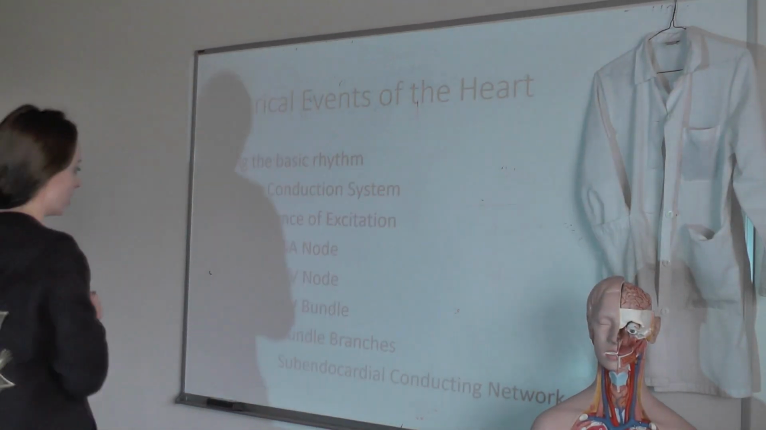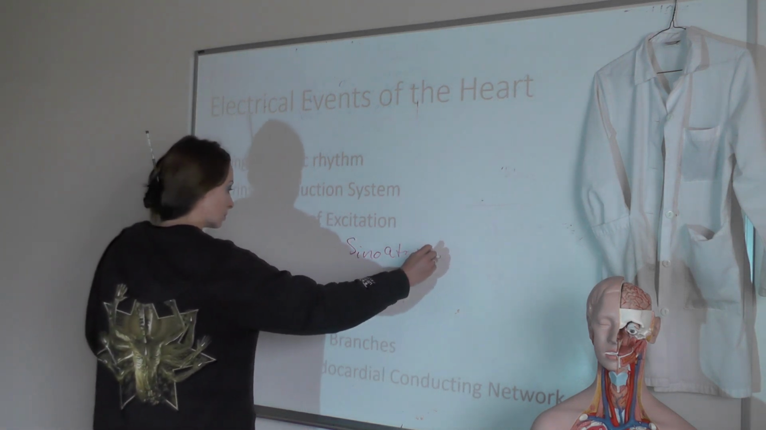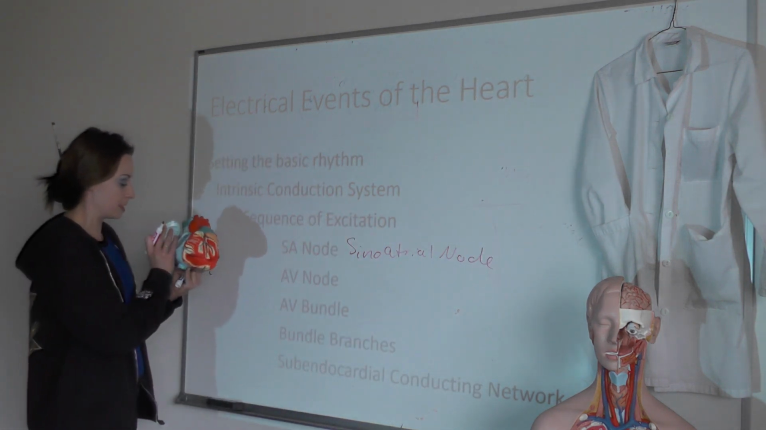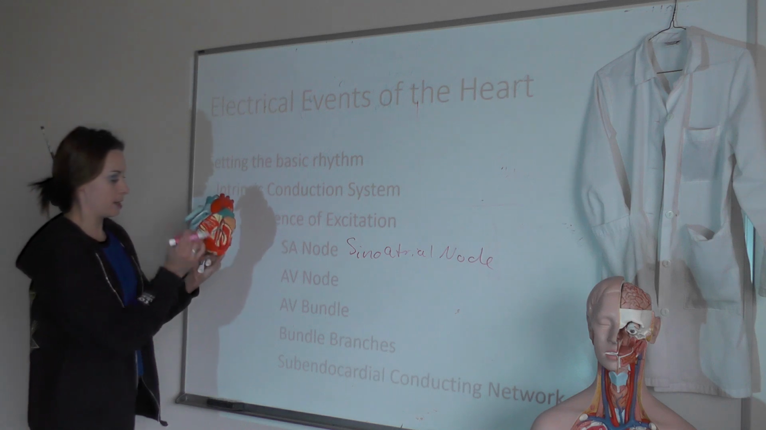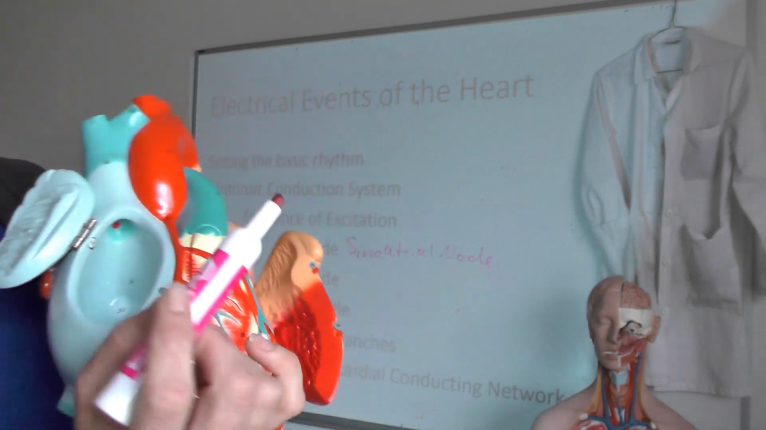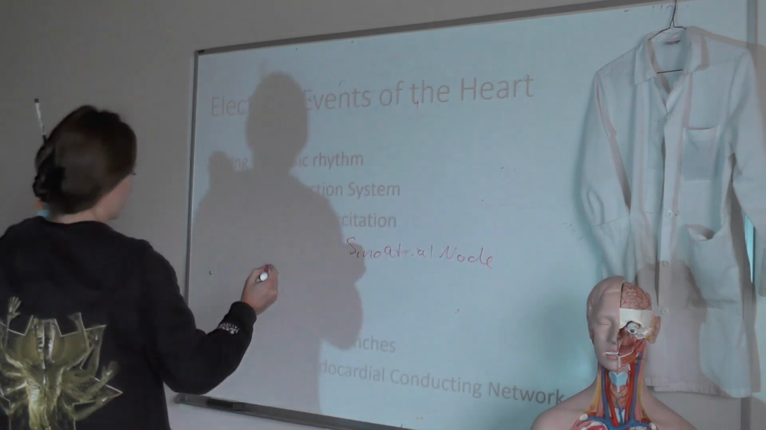Okay, so that is how the cells behave electrically. We'll talk about that again in a minute, but I just want to show you the structures of the conduction system, and then we'll bring it all together for how it's working. So the SA node is the first part of the conduction system, and this stands for sinoatrial node. It's located up here. From the SA node, our impulse is going to be conducted to the atrioventricular node, which is right there, the AV node.